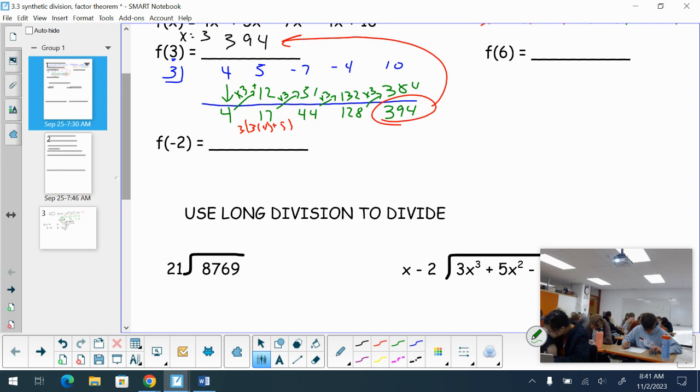Very quickly, just over here to the side, run negative 2 through our synthetic substitution. Same polynomial.